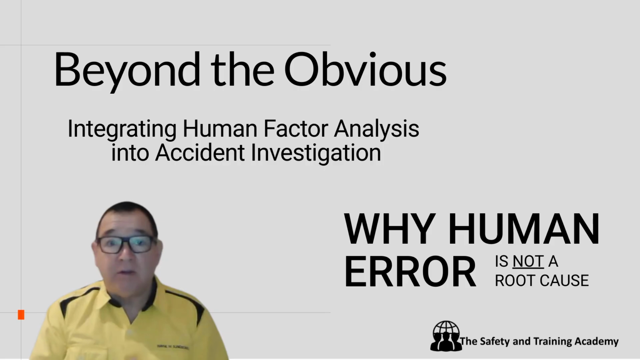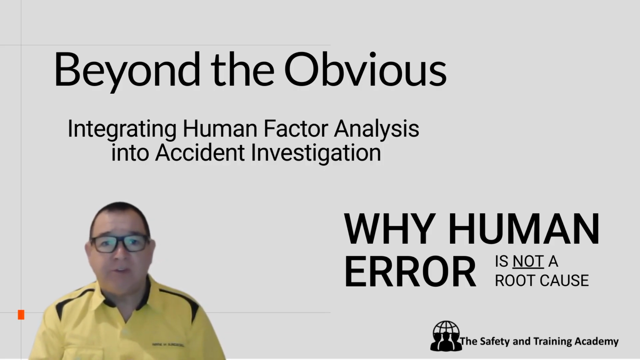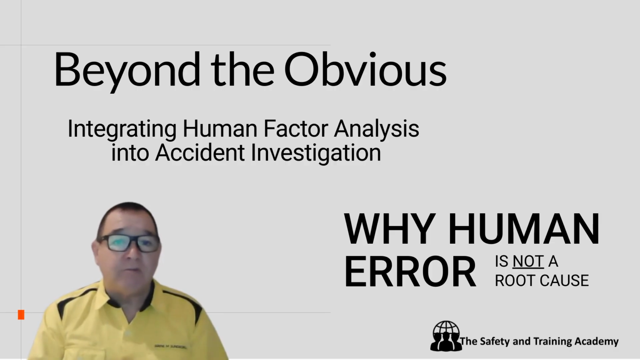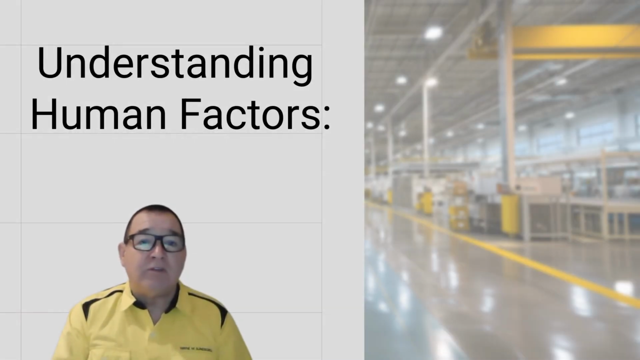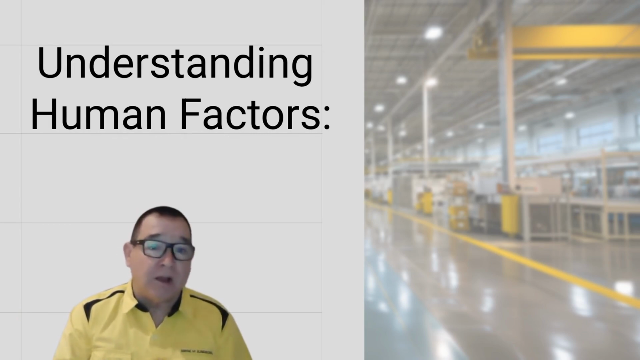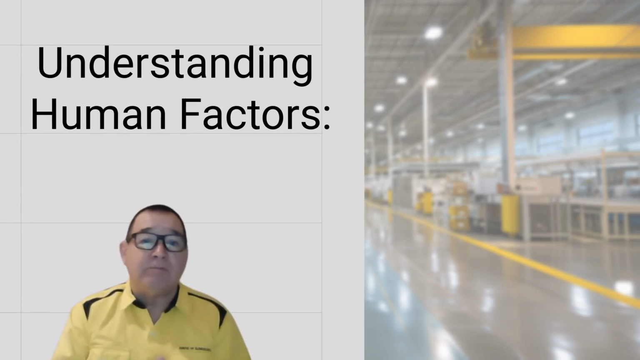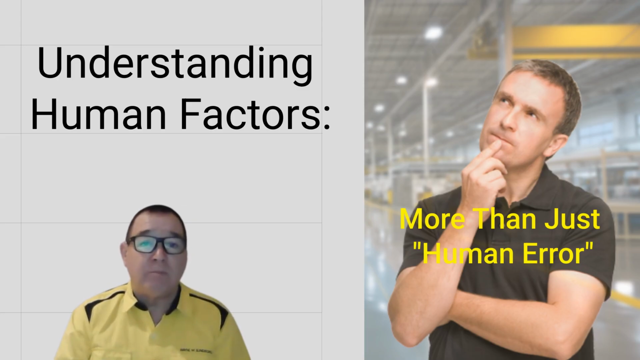As previously discussed, human factors contribute to an estimated 70 to 80% of workplace accidents, yet traditional investigation methods frequently treat human error as the endpoint rather than the beginning of deeper analysis. By integrating comprehensive human factor analysis into accident investigations, organizations can uncover the systemic issues that create conditions for human error and develop more effective prevention strategies. Human factors encompass the complex interactions between people, technology, procedures, and organizational systems. When we simply label an incident as human error, we're missing the opportunity to understand why that error occurred and what conditions made it more likely.